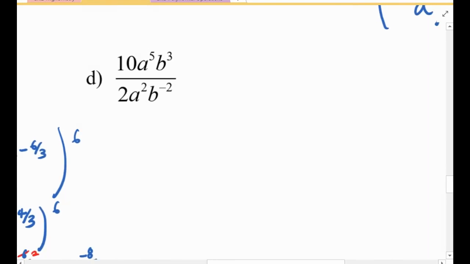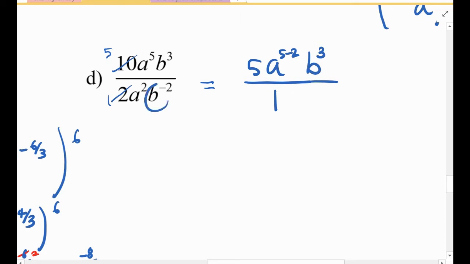Alright, then 10a to the power of 5 b cubed over 2a squared, b to the power of negative 2. Let's simplify the number first. And a to the power of 5, a squared. You cancel 2 a's from here, so 5 minus 2. And b cubed, and you have b to the power of negative 2.